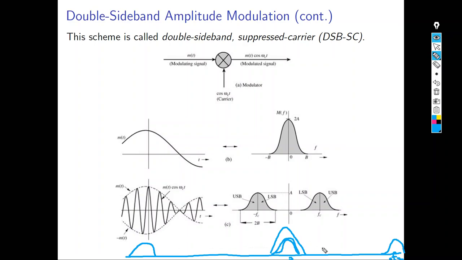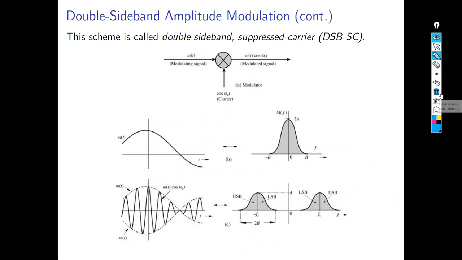So at the receiver, I'm interested in m of t. This is modulated, I don't want this. I don't want this. I only want this. How do I do that? By a filter, a low pass filter, so that I get only the signal around zero, which is m of t, my message.